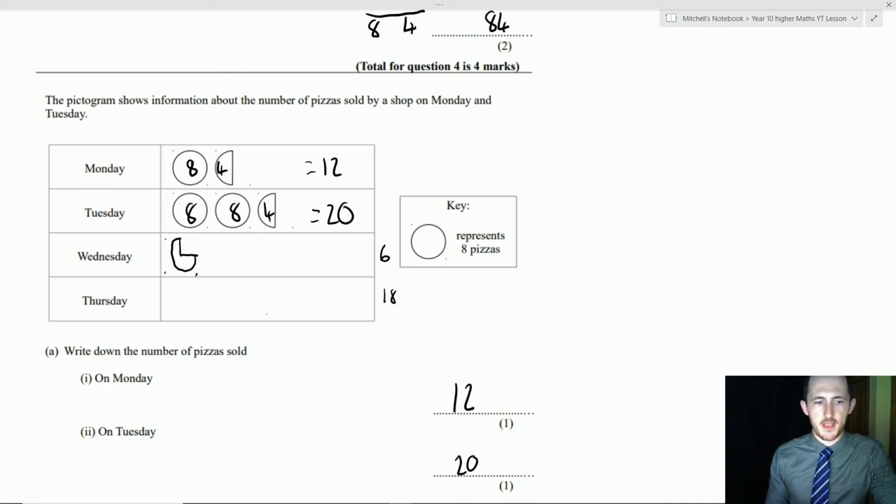Okay. So for Thursday, we're doing 18. So how many 8s go into 18? That's 2. So we can draw 2 full circles right now. Now we're left over with 2 pizzas. Now 2 is 1/4 of 8. So all I need to do is draw 1/4 of a circle. And then add in the little dots.